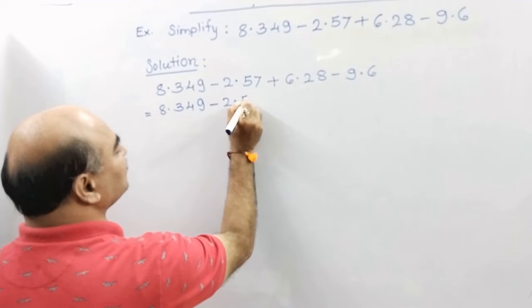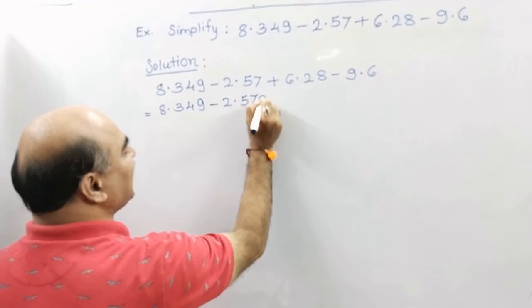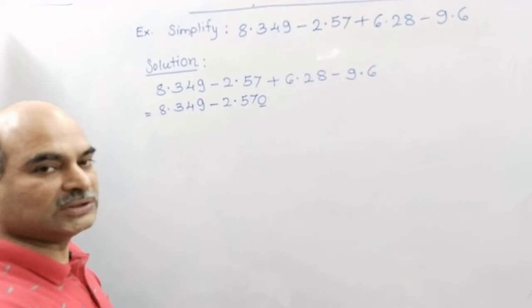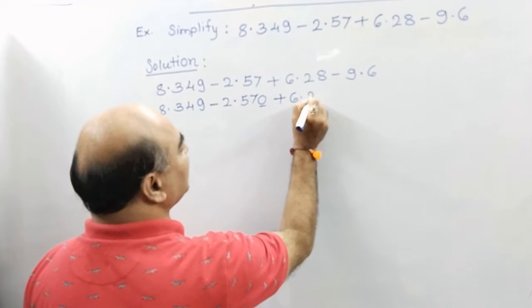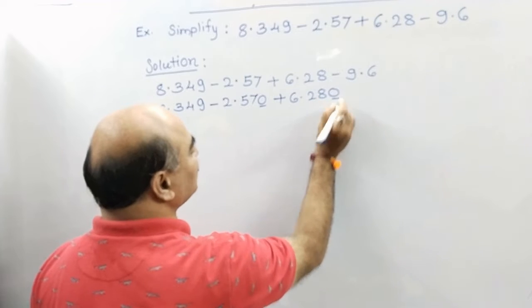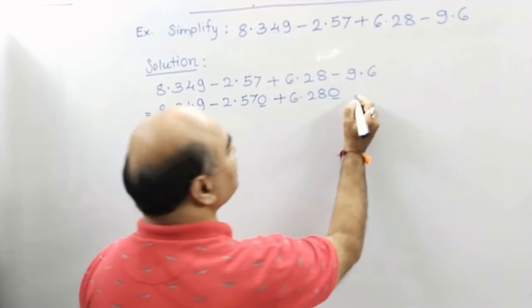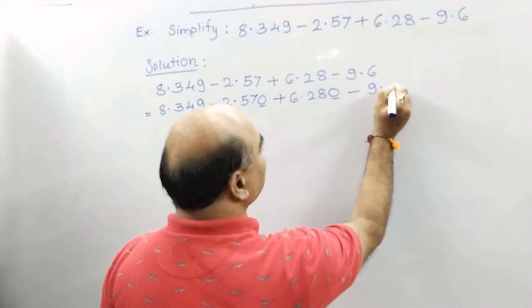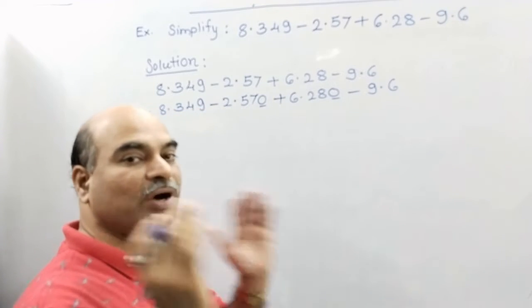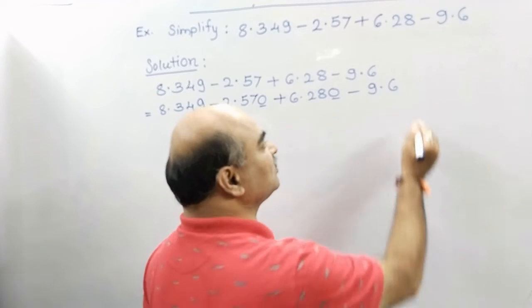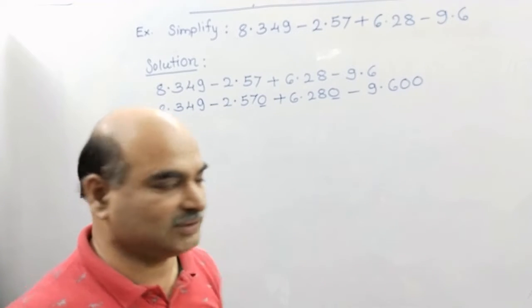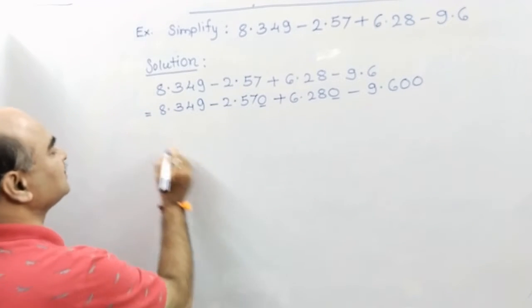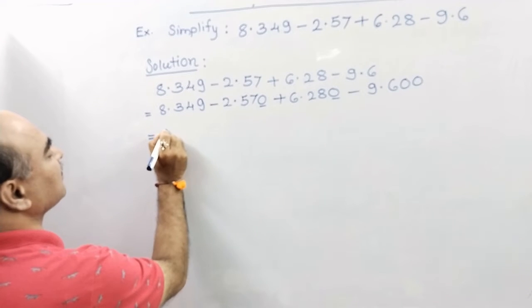How can we do this? 2.57 already has 2 decimal places, so we just add 0 to this decimal. Next is 6.28, which also has 2 decimal places, so we add 0 to it and it becomes 3 decimal places. And 9.6 has 1 decimal place, so what we have to do is add 2 zeros to make it a like decimal. Any questions regarding this?